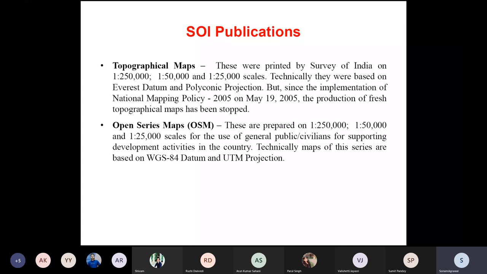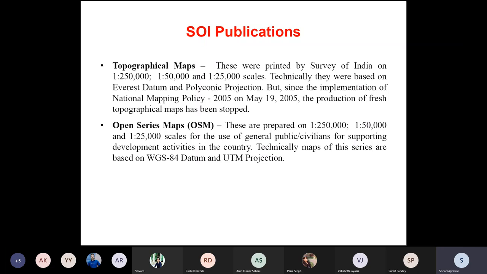But since the implementation of the National Mapping Agency in the year 2005, on 19th May 2005, the production of fresh topographical maps has stopped and the Survey of India has started to prepare maps under the OSM series, open series maps. All the maps that were given to you in the laboratory you are performing right now were open series maps. These maps are prepared at different scales: 1:250,000, 1:50,000, 1:25,000. You are working at 1:50,000 scale.